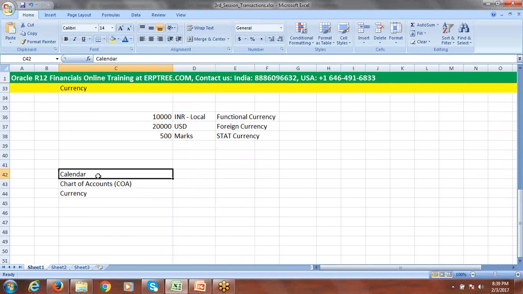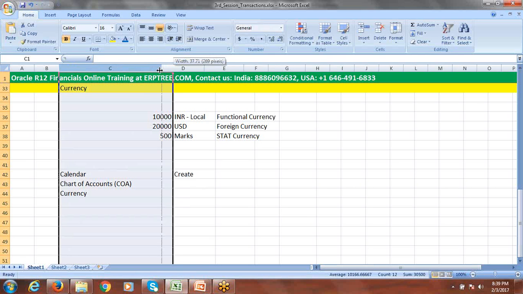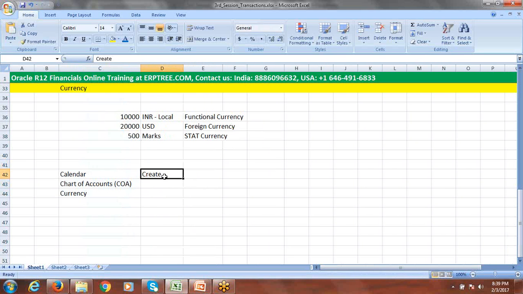So we have to create our own calendar, and we have to create our own chart of accounts. Anyway, we'll be doing everything in our system, but before that I'm just giving some information to understand. When I talk about currencies, we need not create. Calendar we have to create. Chart of accounts, yes, we have to create in the system. But when you talk about currency, you need not create currency.